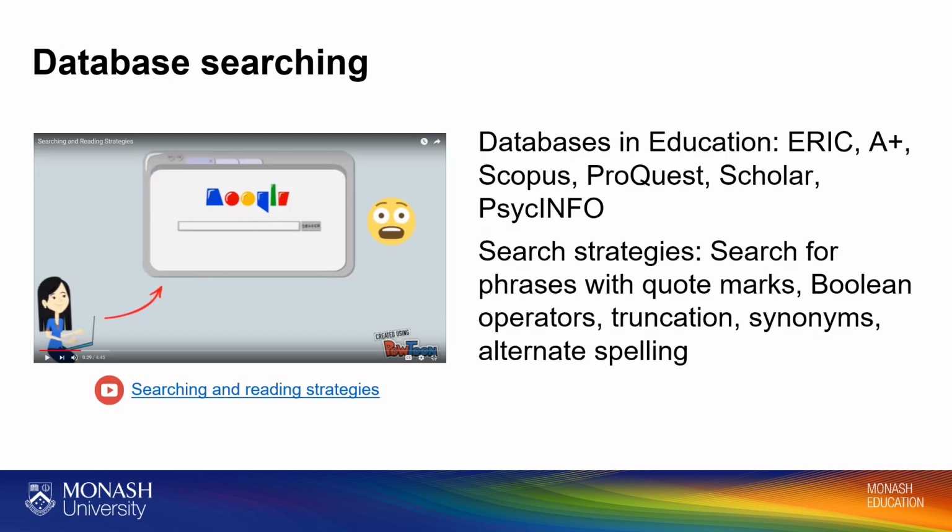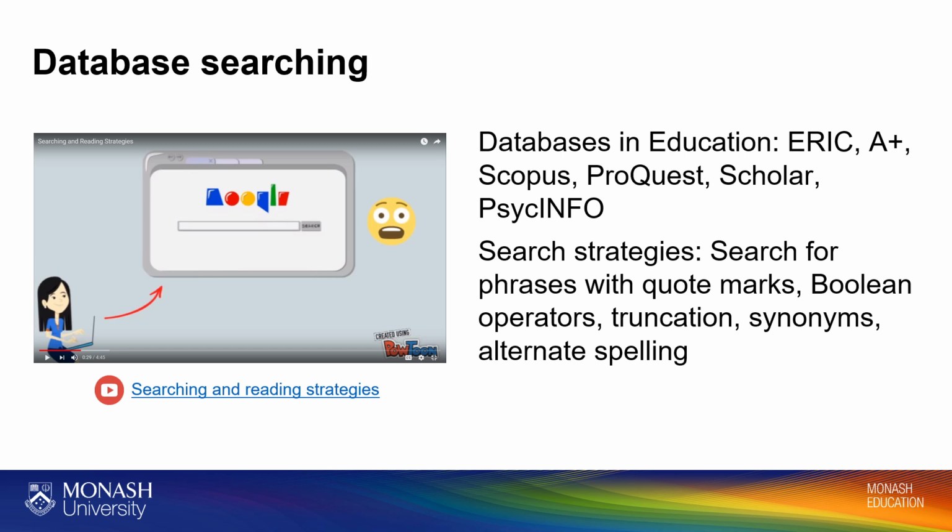So to find these things, you can, of course, just type something into Google and you will probably find some stuff, but you'll also find a lot of less relevant stuff. So it is important to make sure that you use the academic databases. Now, in our faculty, the most commonly used databases are ERIC, A+, Scopus, ProQuest, Google Scholar, and PsycInfo, but you can use whichever academic database is most appropriate for the topic that you are using.